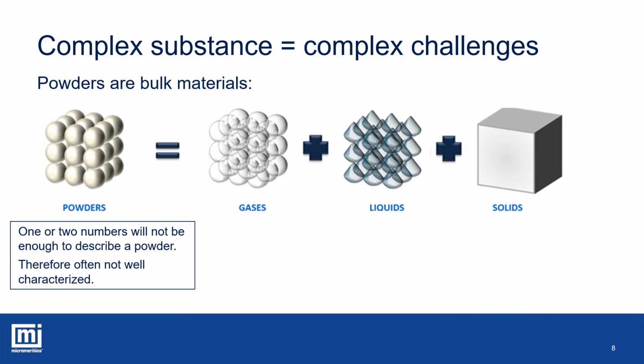Powders are complex, and complex things cannot be both simply and accurately described. One number just doesn't tell you everything. So what do we know about the composition of a powder, and what are our challenges?